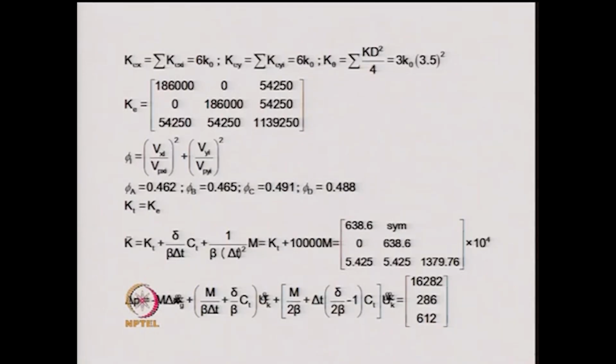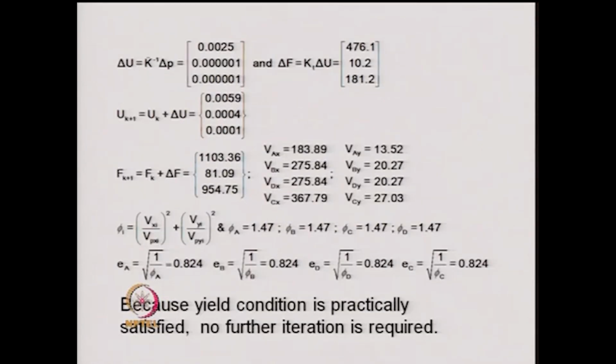Now, for that initial state of the system, we compute the value of K bar, and with the help of this K bar and delta P, we get the value of delta U, that is, delta U is equal to K bar inverse delta P, and we find out the value of delta F, that is, Kt into delta U, and we get the value of Uk plus 1, that is, at the next time step, the values of the 3 displacements, that is, the 2 displacements in the x and y direction and a rotation.